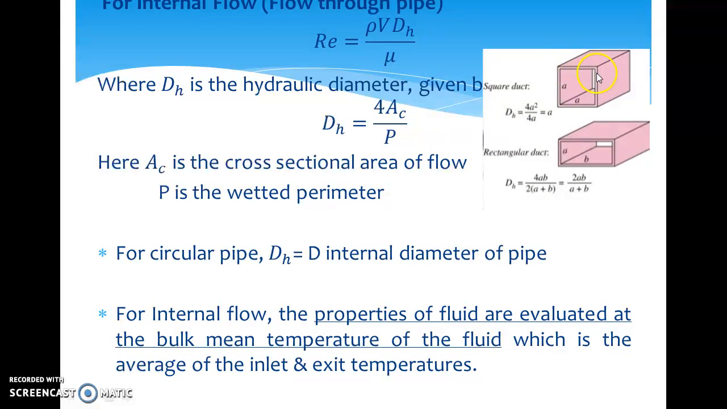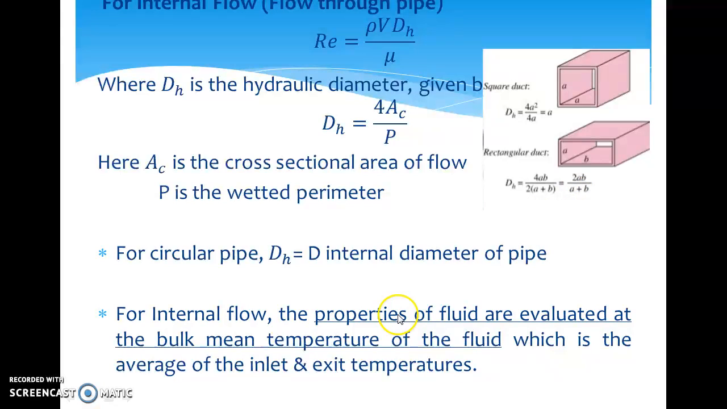Wetted perimeter in this case is, if it is assumed that there is no free surface, then all the sides are wetted. So it is 4A here. Here also 2 into A plus B, all the sides are wetted. In case of open channel flow, where there is a free surface, we need to make sure that only the wetted perimeter is considered.